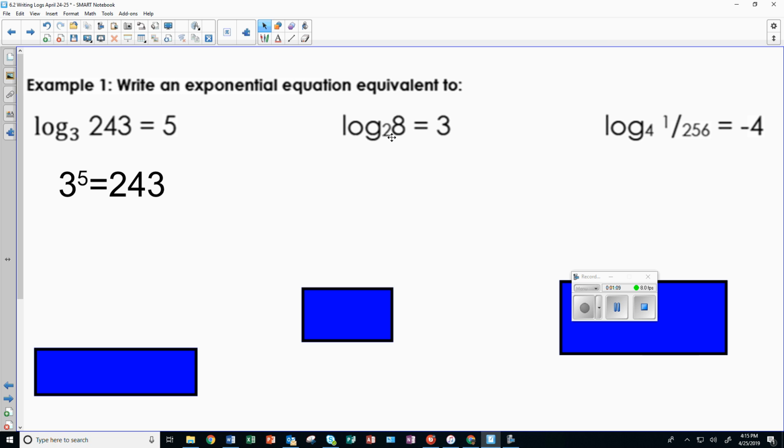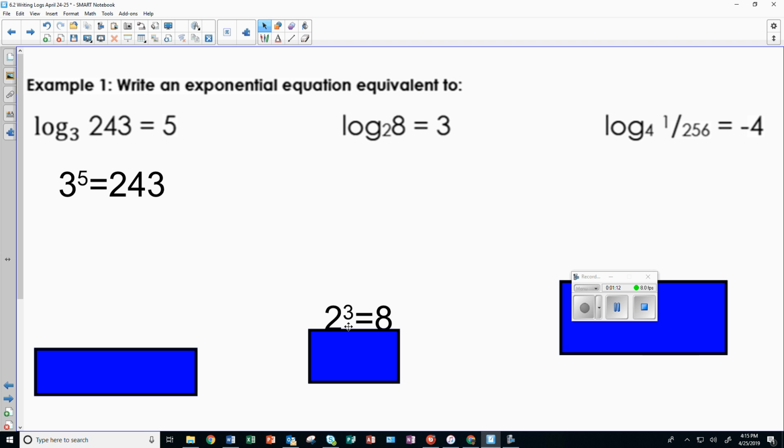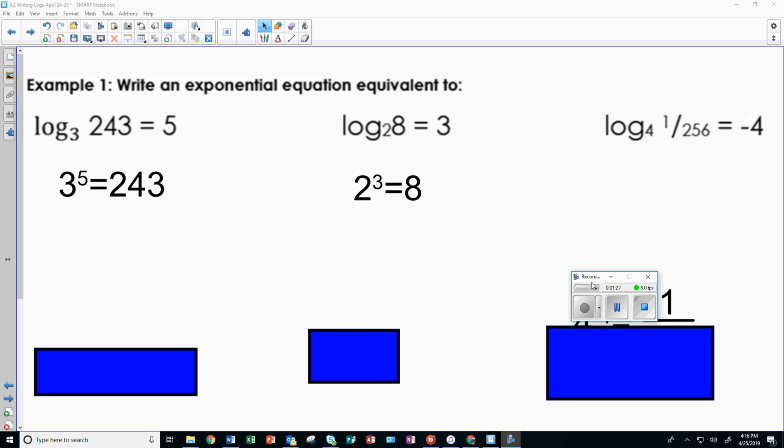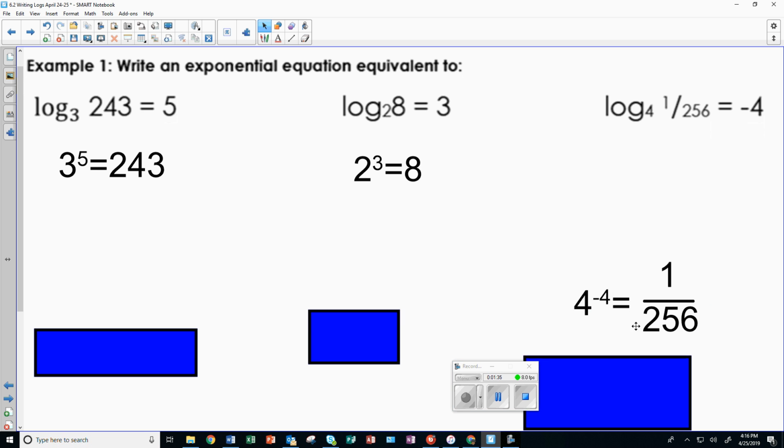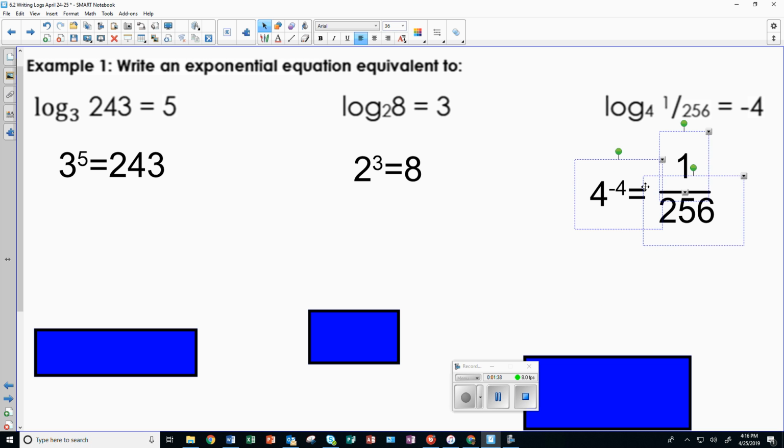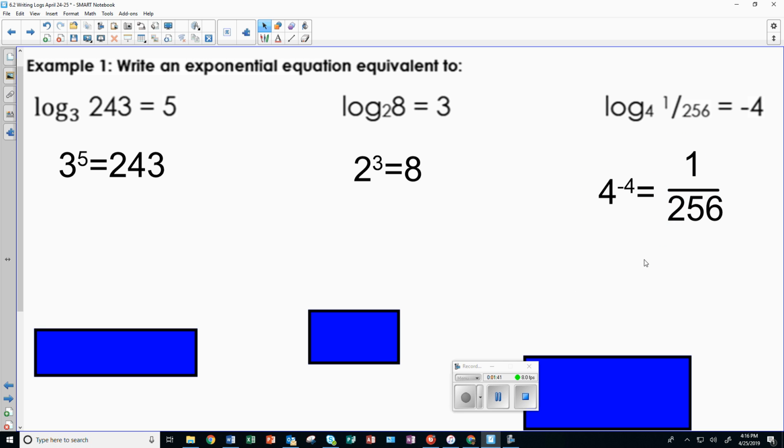Okay? So 2 to what power is equal to 8? 2 to the 3rd power is equal to 8. 4 to what power will give us 1 over 256? Well, 4 to the negative 4th power is 1 over 256. All right? So that's example one.